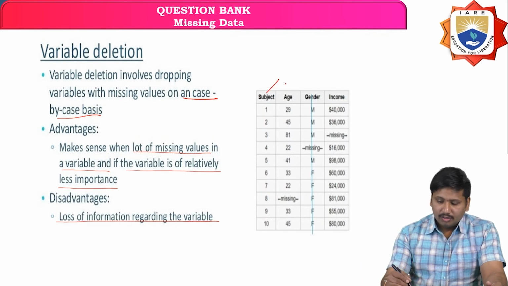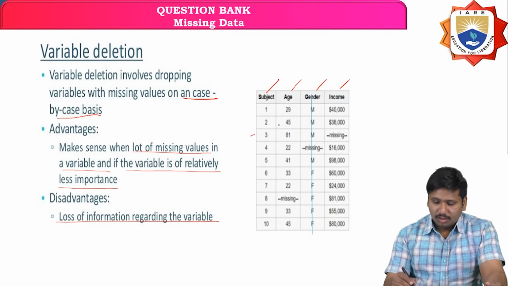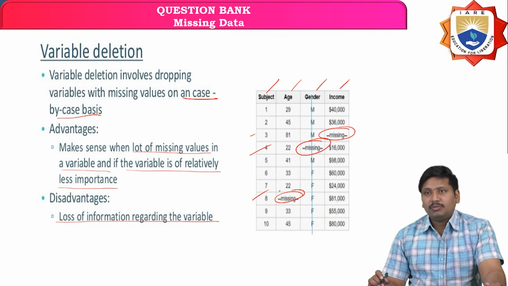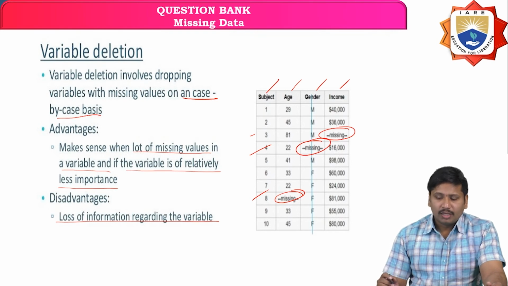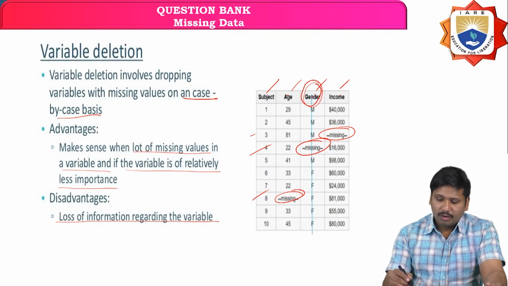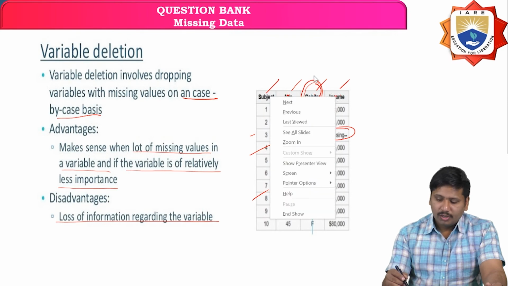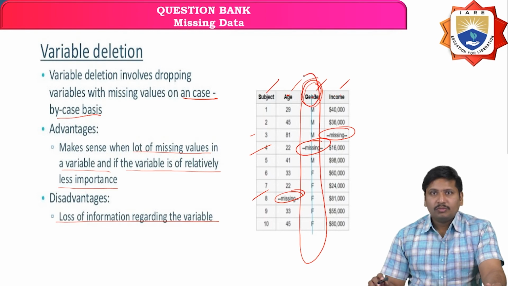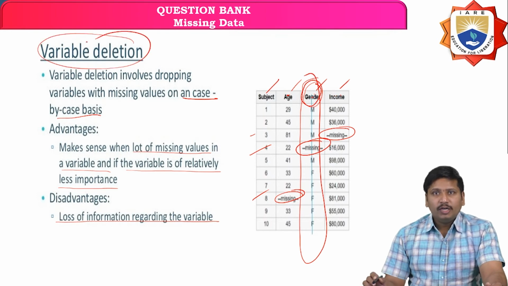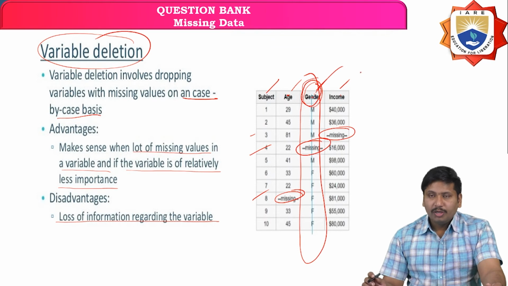Taking the same example, subject, age, gender, income: for subject 3 income is missing, for subject 4 gender is missing, and for subject 8 age is missing. So which variable has less importance compared to the other variables? Age, gender and income, right? Gender has less importance compared to age and income. That's why I have to delete this entire variable according to this method. As the name suggests, variable deletion. So this variable is going to be deleted.